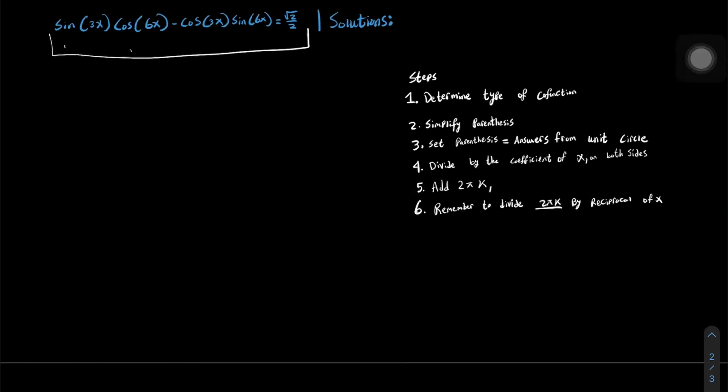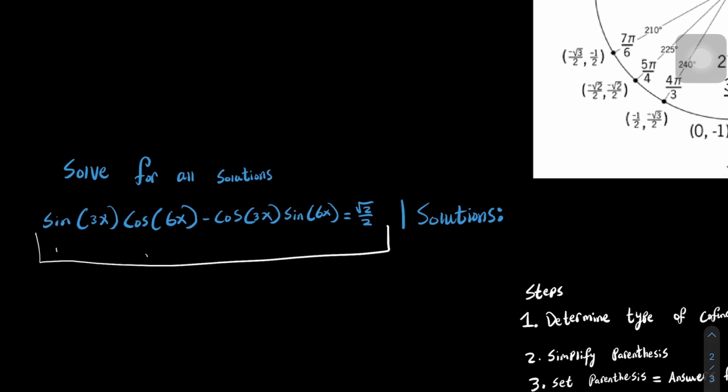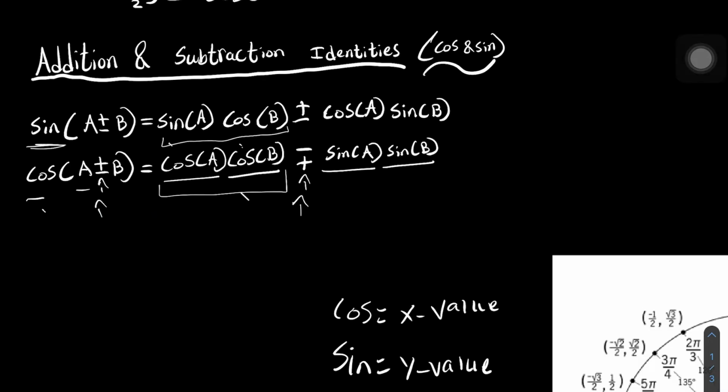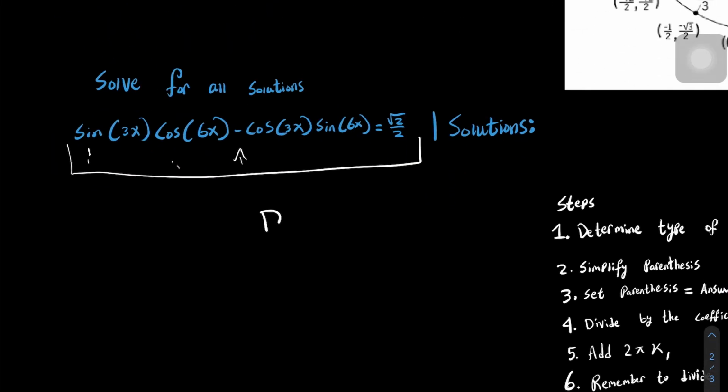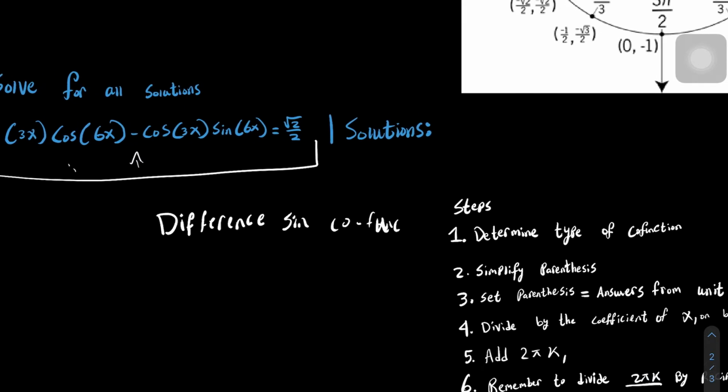And in the question down here, we have sine times cosine. Now we can see that there's a minus in the equation. And we know that if there's a minus in the equation, there's going to be a minus in the parentheses for a sine equation. So we're going to assume it's a difference sine cofunction. Okay, so now we have done step 1.